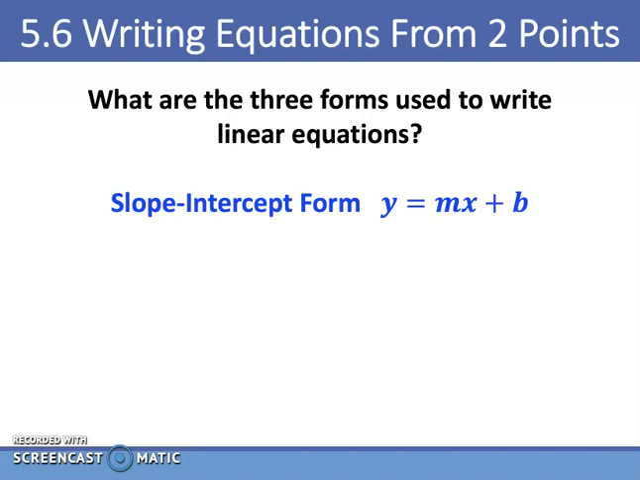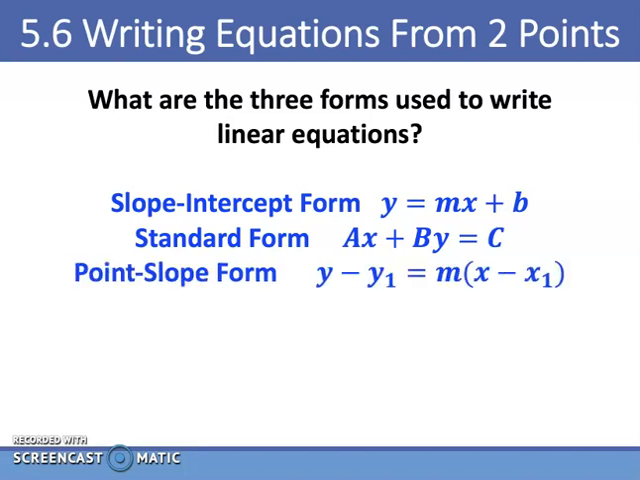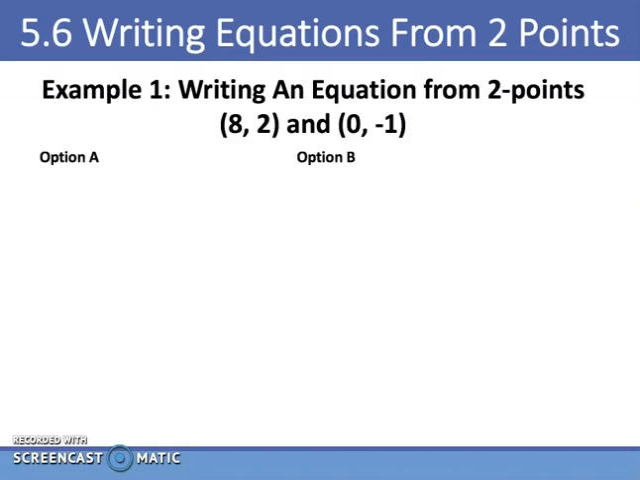Our 3 forms are slope-intercept form, y equals mx plus b, standard form, ax plus by equals c, and point slope form, y minus y1 equals m times x minus x1, where m is our slope and x1, y1 is a point. So how do we write an equation when we're given 2 points? We actually have 2 options. Okay, we can use point slope form or we can use slope intercept form.